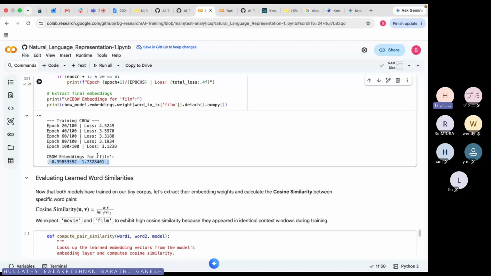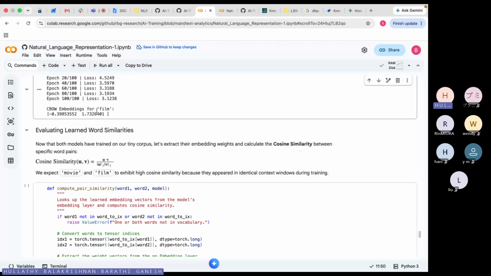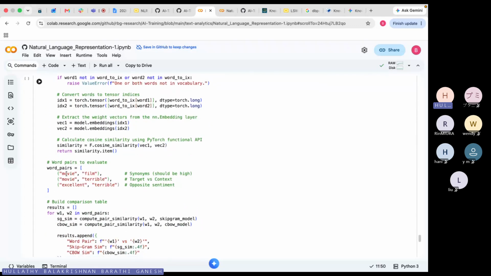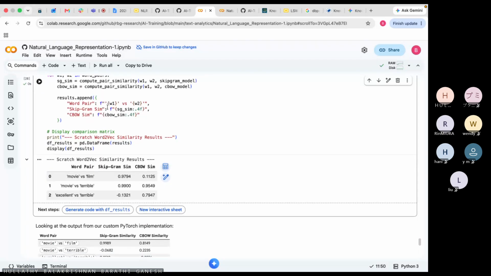So now we can see this is the embedding we are getting for a small data set, that is 4 sentences. Now let's compute the similarity between movie versus film, movie was terrible, excellent was terrible for the corpus that we built. For movie versus film, the skip-gram gives 97, but the CBOW is giving less. For movie was terrible, the skip-gram is 99 and the CBOW is 95. For excellent was terrible, skip-gram is minus 13, but CBOW is 79.